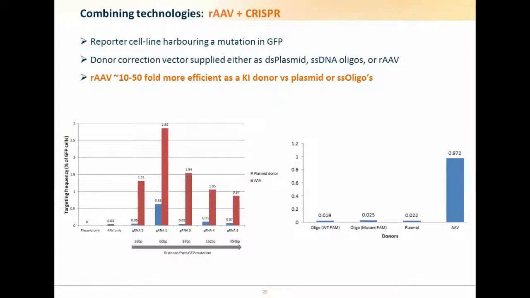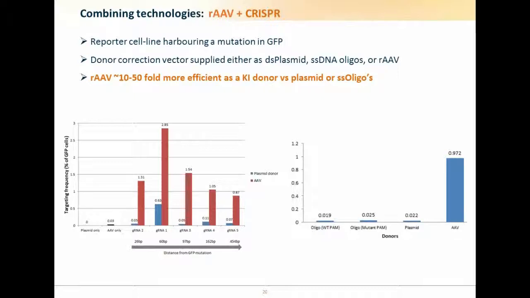One of the things that we've been exploring here at Horizon is the combination of AAV with the nuclease. The data I'm showing here actually involves the use of CRISPR, but it could equally be a zinc finger or a TALEN. What we've used here is a reporter cell line that harbors a mutant version of GFP. So by supplying a nuclease and a donor that corrects that mutation in GFP, we get glowing cells.